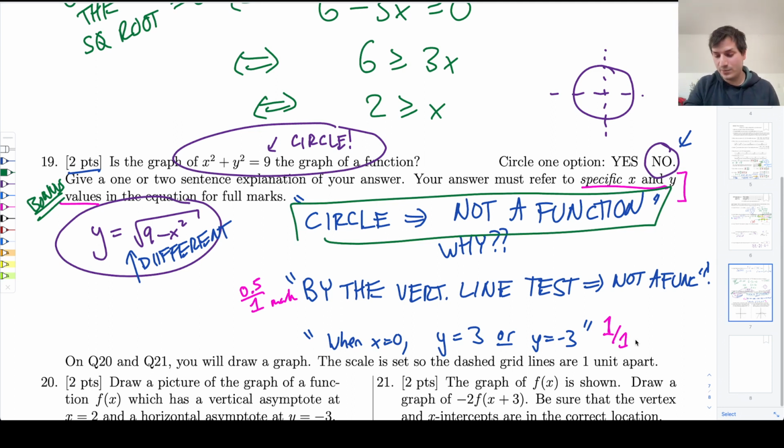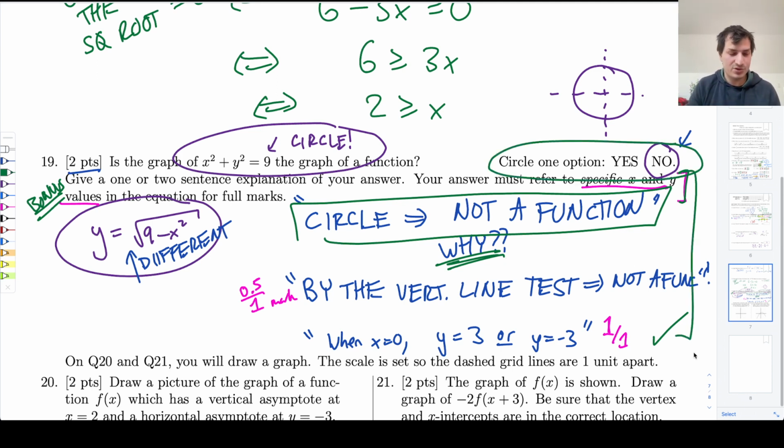If you wrote the proper answer we were looking for that has specific X and Y values, then you got a bonus mark, and good for you. So next time I will be extra crystal clear on what I'm looking for. I think a lot of people did not understand we were looking for the real reason why, not just what is the answer. What is the answer was the yes or no. Here we wanted why. So that's why I'm counting this one as a bonus.